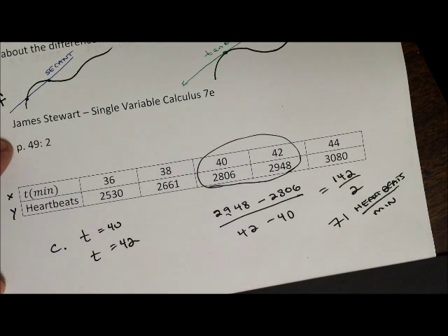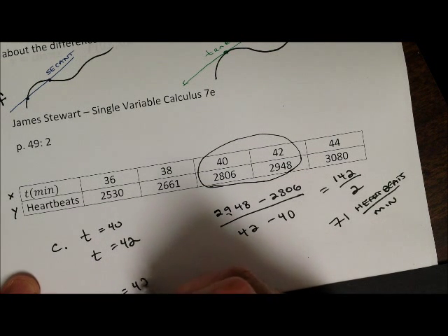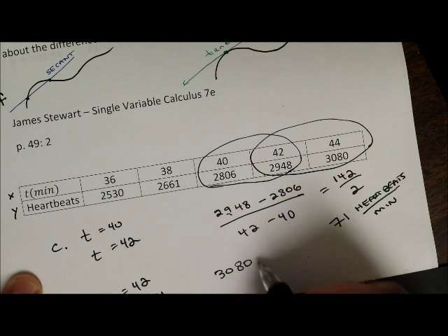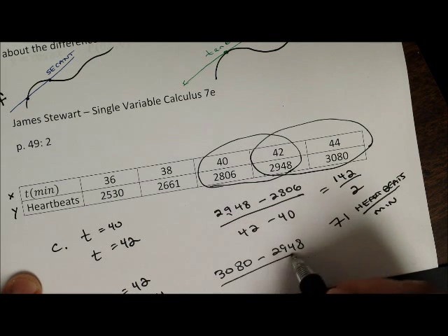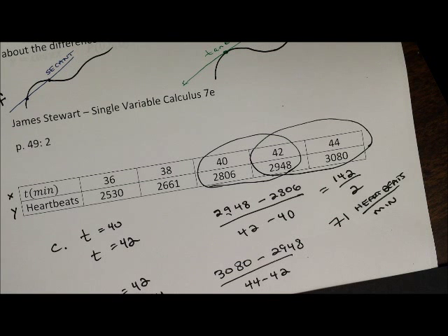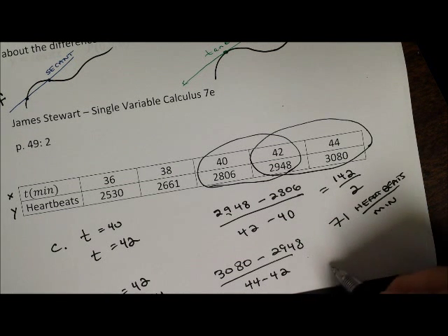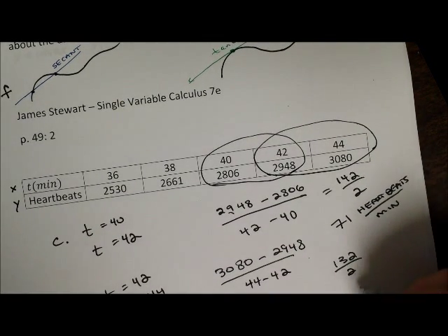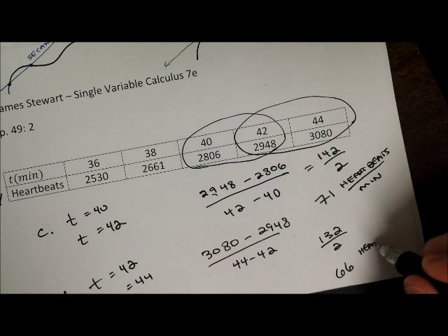The other one we're going to take a look at is D, which compares time 42 and time 44. So these two this time. Same thing, we're going to take the change in y over the change in x, and this time we're getting 132 over 2, which we're then going to write as 66 heartbeats per minute.